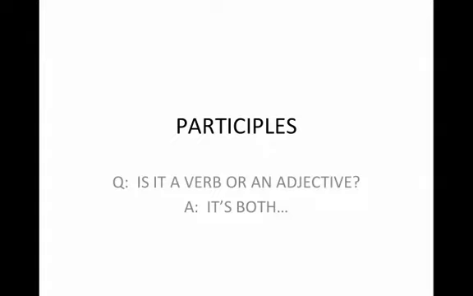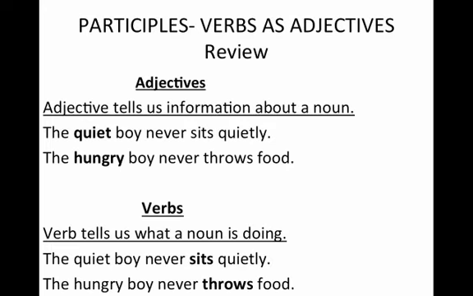Okay, so this video is on participles, specifically what's called the perfect passive participle. Participles are just verbs as adjectives. Quick overview of adjectives and verbs. An adjective just tells us more information about a noun. The quiet boy, the hungry boy. We're just learning more about the attributes of this particular noun.